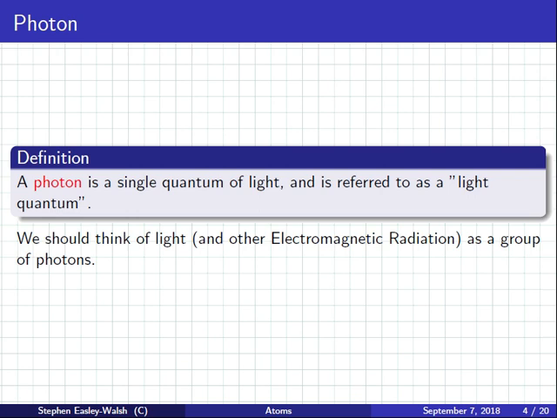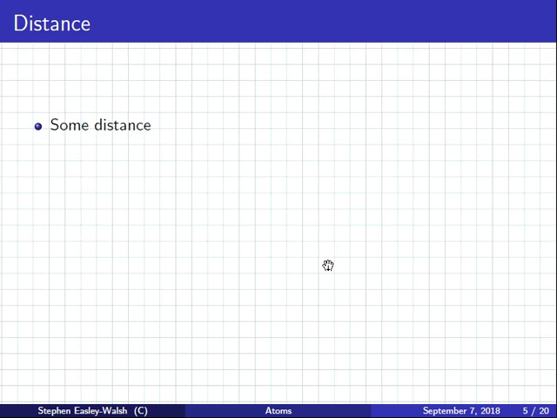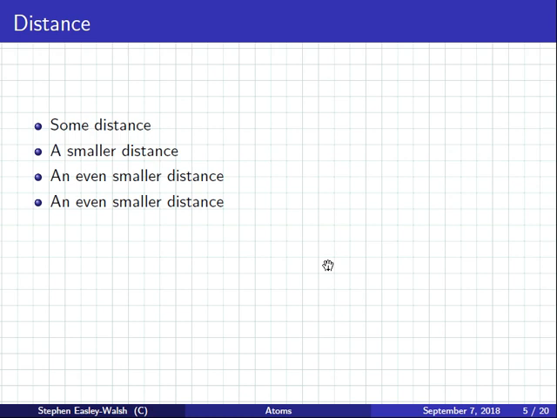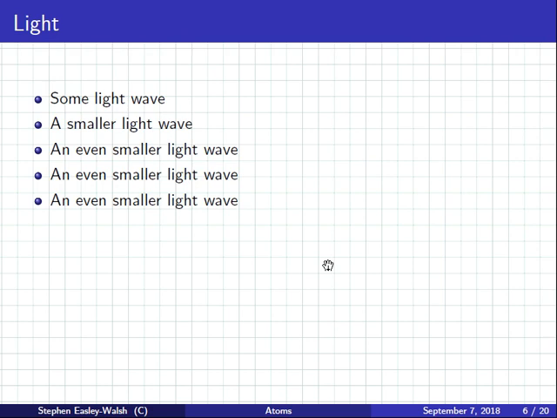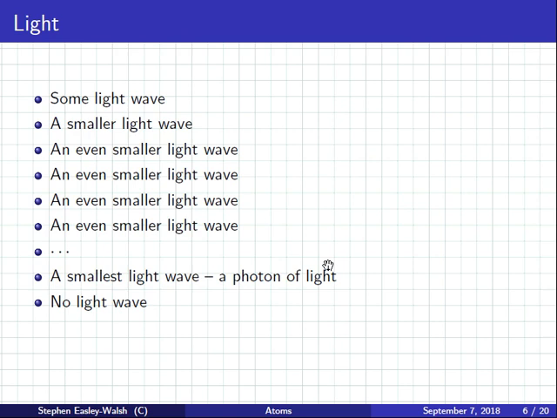So, just to be clear, you can have some distance, a smaller distance, an even smaller distance, and so on. No smallest. But for light, you can have some light, a smaller light wave, an even smaller light wave, and so on, but not forever. At some point you reach the smallest light wave, which is a photon of light. And if you try to get less than this, then you have no light. You get the idea? Are we clear on that? Okay, good.